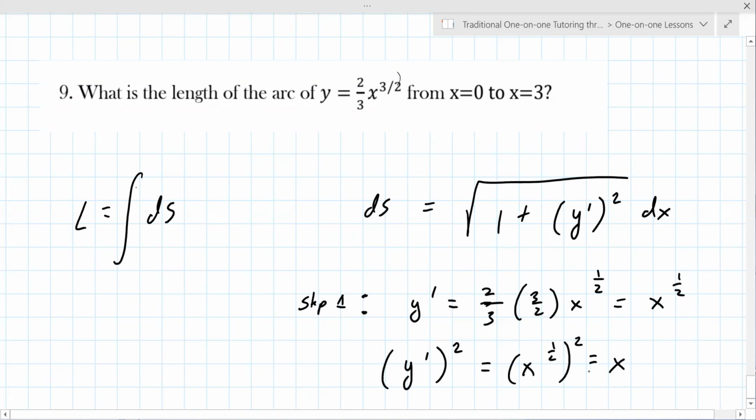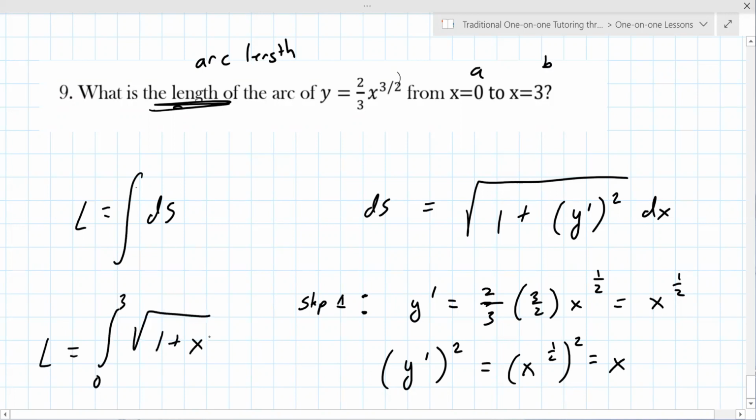Okay, and the reason you do all that is because to find the arc length, or length of the arc, I don't know, I call it arc length. Maybe there's an English thing there that I don't understand, but arc length is what I'm used to seeing. So this becomes the integral from 0 to 3, those bounds are given, square root of 1 plus x dx, because y prime squared we just calculated right here.